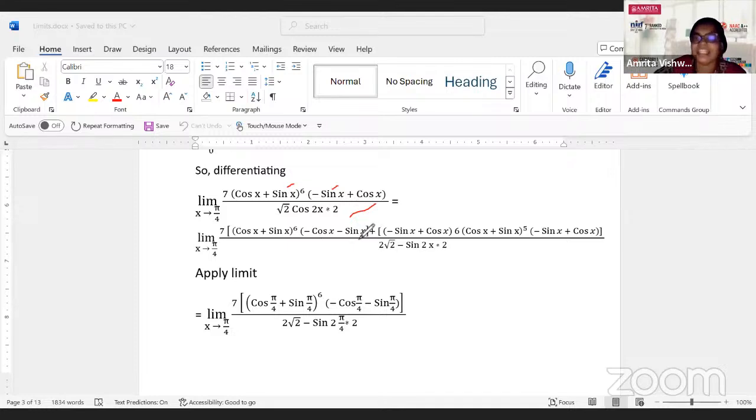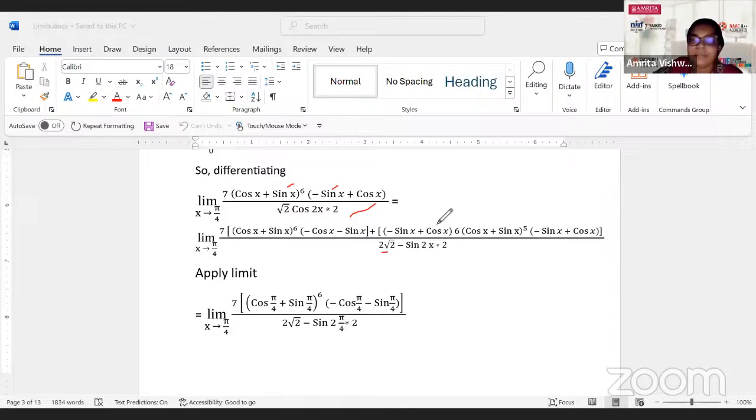Cos x is minus sin x, plus minus sin x cos x into 7, into 7, it's already here. 6 into cos x plus sin x all raised to 6 minus 1, that is 5. Then cos x minus sin x is cos x divided by root 2 and 2, just leave it. Cos x minus sin 2x into 2, so it becomes 2 root 2. I've already taken this sin 2x into 2.